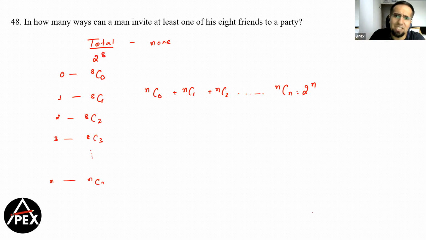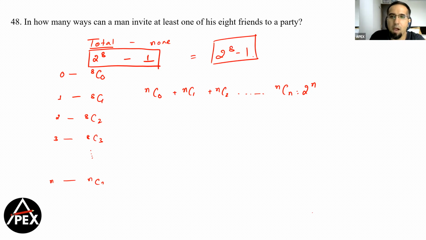Now the question says at least one. So from the total number of ways, I am taking out the number of ways in which I can invite no friend to the party. Now 8C0 is always 1. So therefore the answer becomes 2 to the power 8 minus 1. Instead of calculating all these things individually, you can directly go ahead and calculate this. Am I clear, guys?